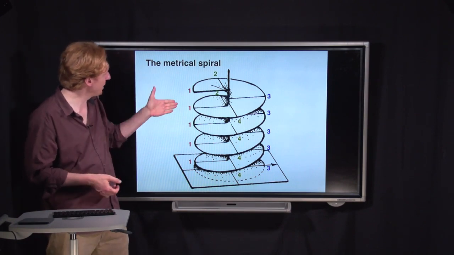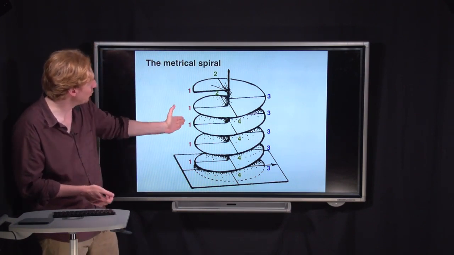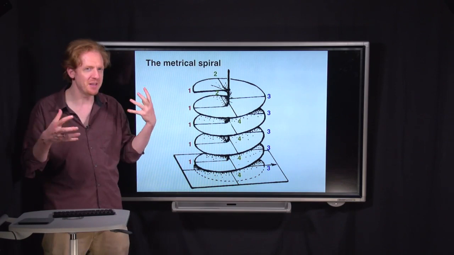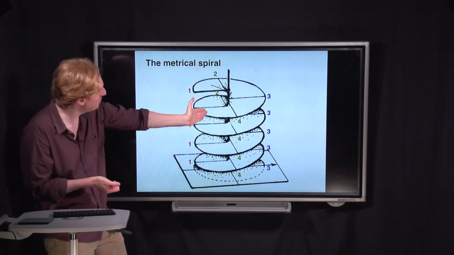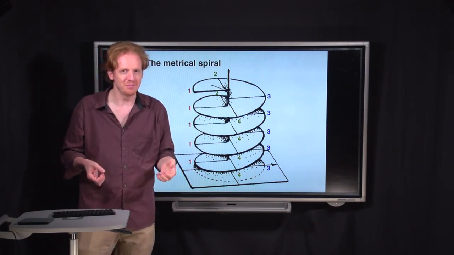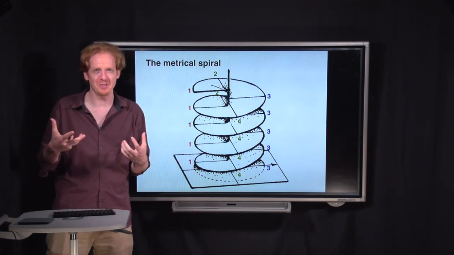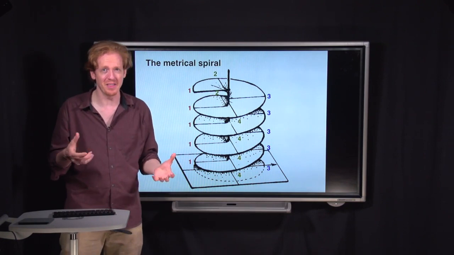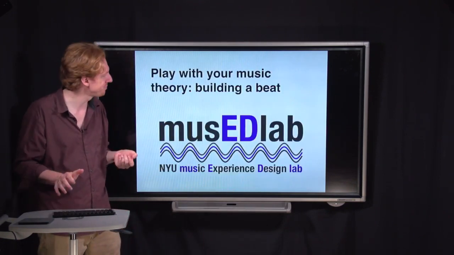And I like the spiral because it shows you, right, beat 1 every time through the pattern has the same function. Beat 2 every time through the pattern has the same function. Same with 3 and 4. You're not going to see the spiral representation of time just because it's really hard to draw them, but I think it's a good image to keep in your head.